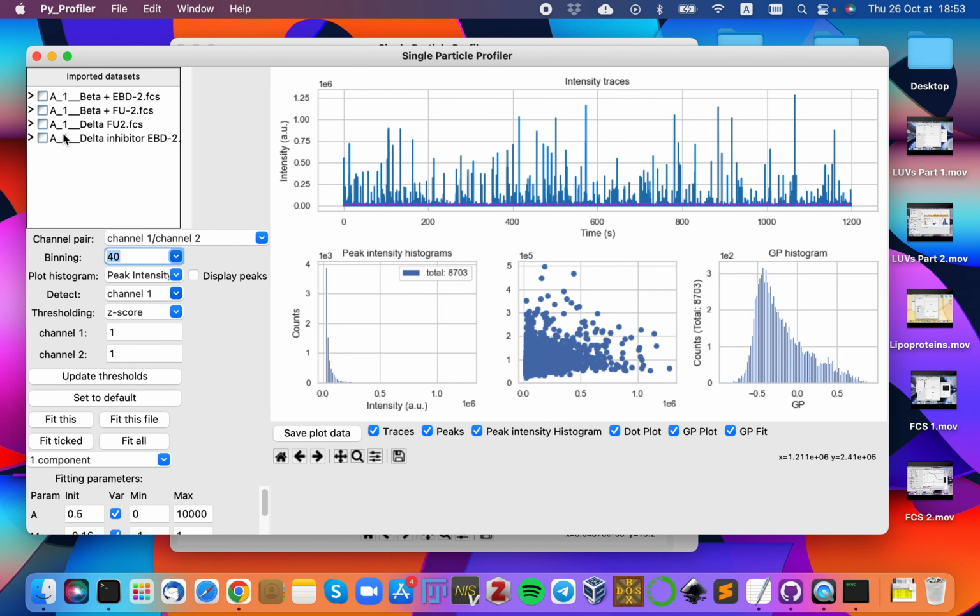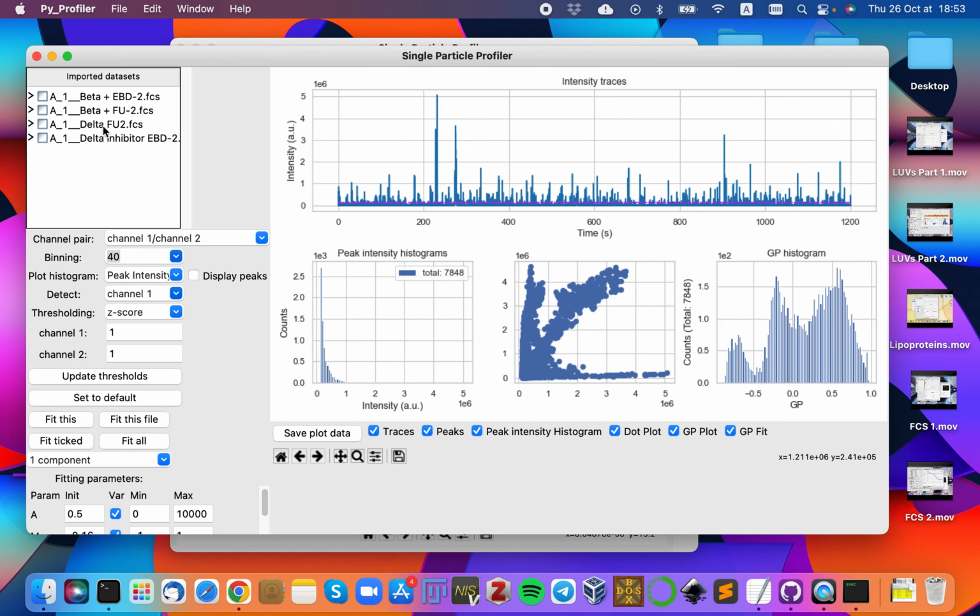But for now, you have this. My favorite is this one, with a couple of populations. And that's what the program can do.